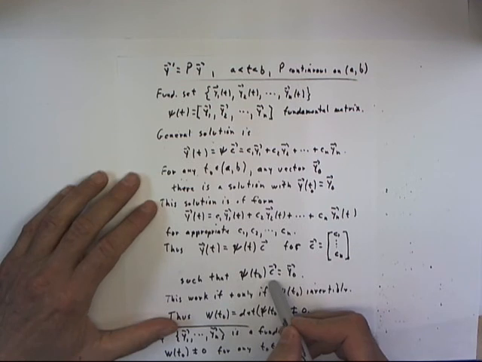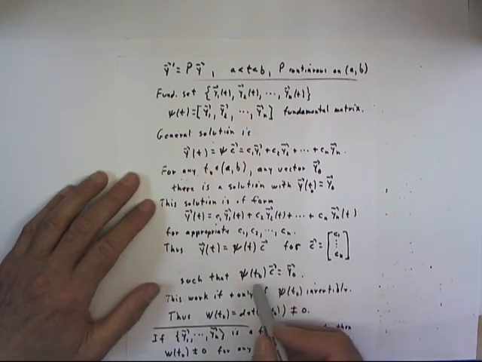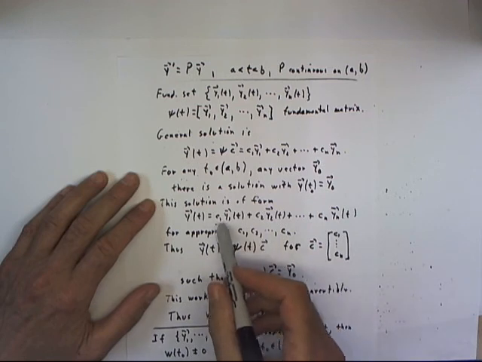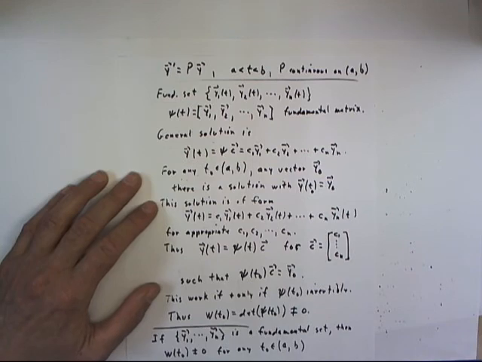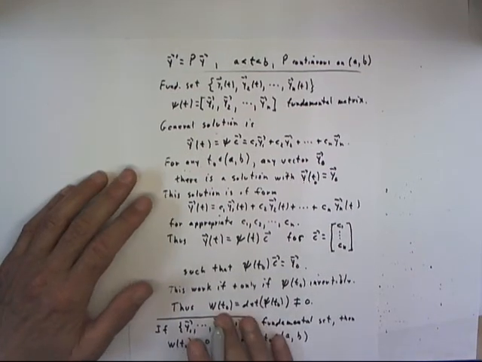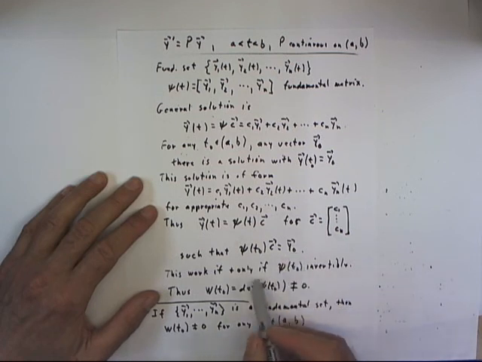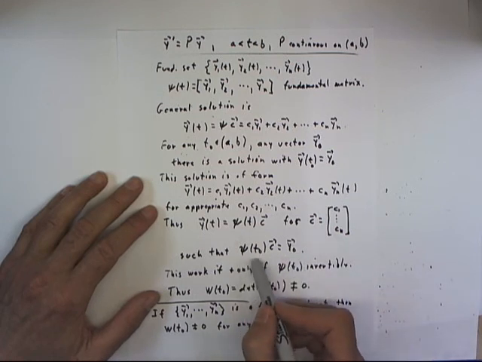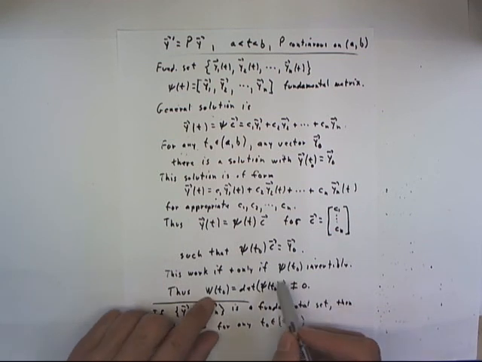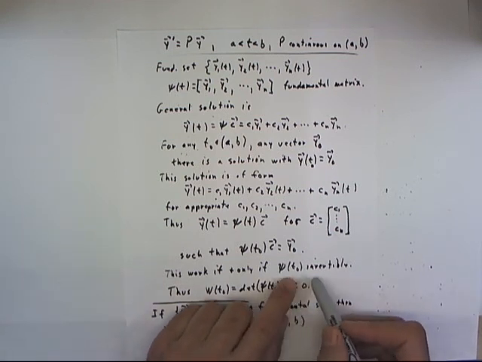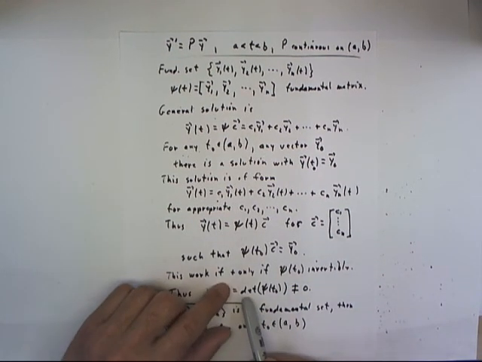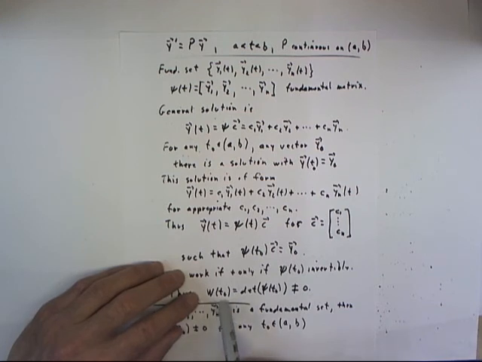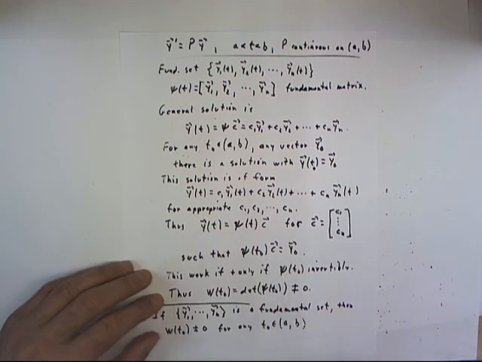psi of t naught times c is going to have to equal y naught, because of course psi of t naught times c is just this evaluated for t equals t naught. This can work if and only if this psi matrix of t naught is invertible. Since it's invertible, its determinant has to be non-zero, but what's the determinant of psi of t naught? It's just the Wronskian at t naught by the definition of the Wronskian, so we conclude that the Wronskian is non-zero.